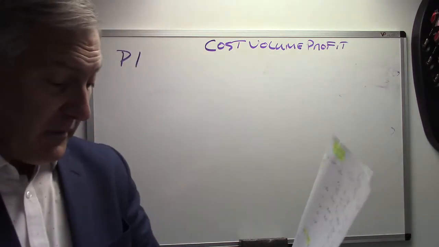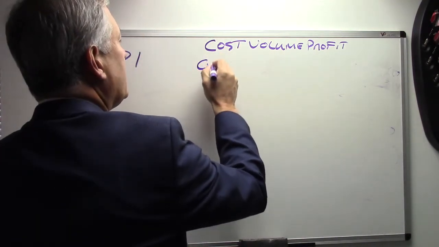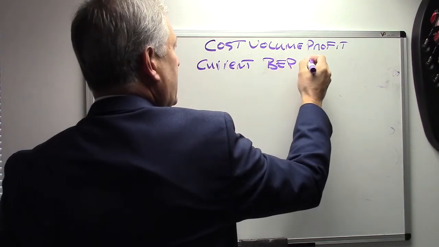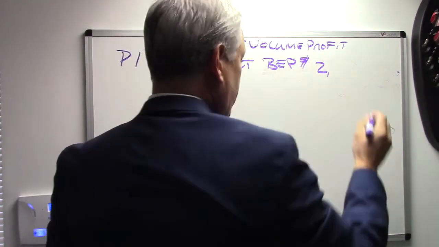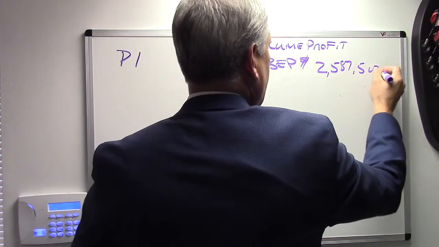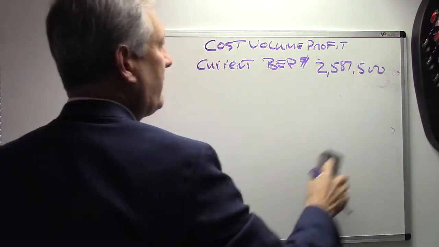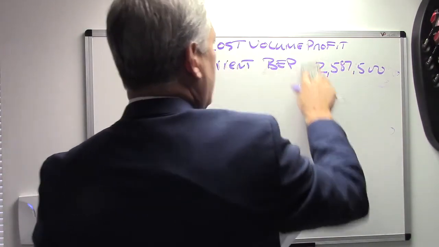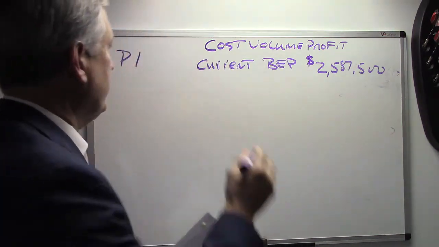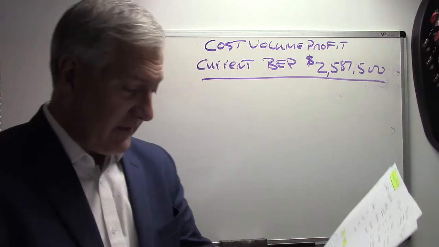So now let's get on to item B. Remember, the current break-even point in dollars is $2,587,500. That's where they are right now. That's the current break-even point in sales dollars. Let's take a look at the alternatives.